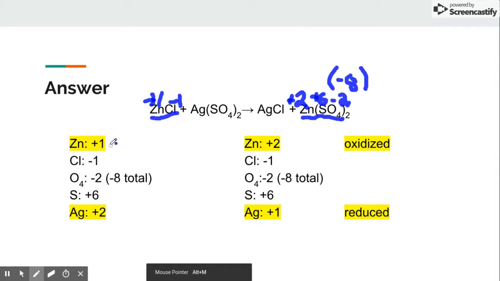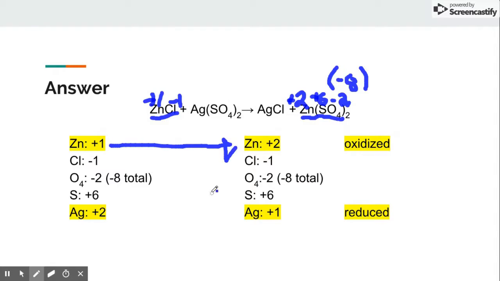So, the increase in oxidation number of zinc from +1 to +2 indicates that the zinc was oxidized and that the atom had lost an electron during the reaction to become a bit more positive.